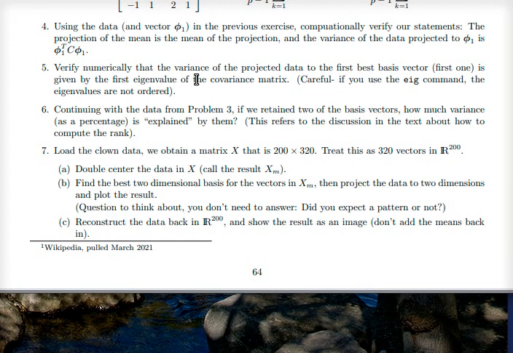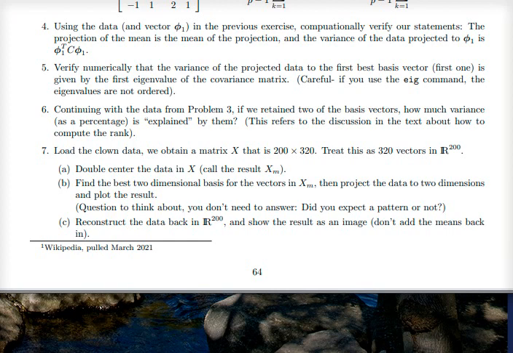Verify numerically that the variance of the projected data to the first best basis vector is given by the first eigenvalue of the covariance matrix. Careful, if you use the eigen command, the eigenvalues may not be ordered. Sometimes they are. Okay, good. So let's see if that is true.